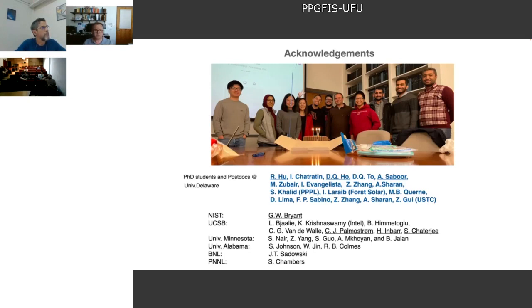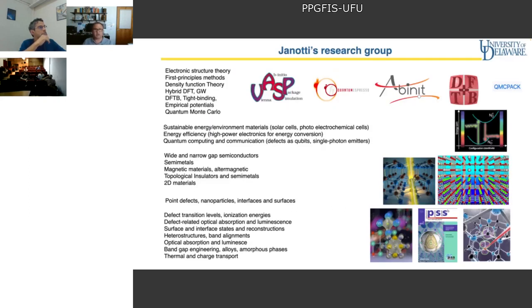So this is my research group. A few years ago, actually. I'm listing here some of the students and postdocs that have left the group already. In the collaboration, I'm underlining the people that are involved in this particular work. Garnett Bryant from NIST, the theoretician, and then from Santa Barbara, there's Chris Palmstrøm leading the MBE group, and Hadass is one of the students, and Shouvik Chatterjee is a postdoc that is now in India. My group, we try to be broad in the sense of methods and applications.